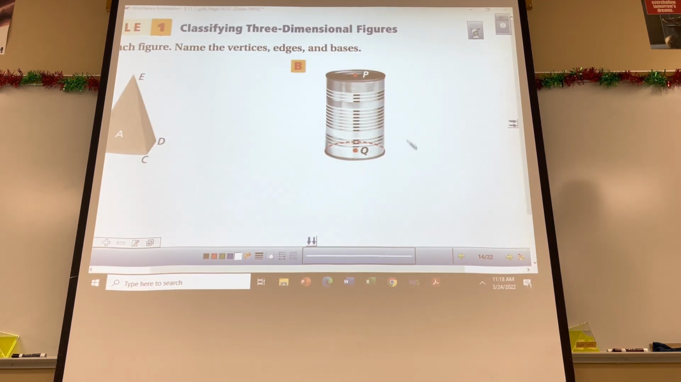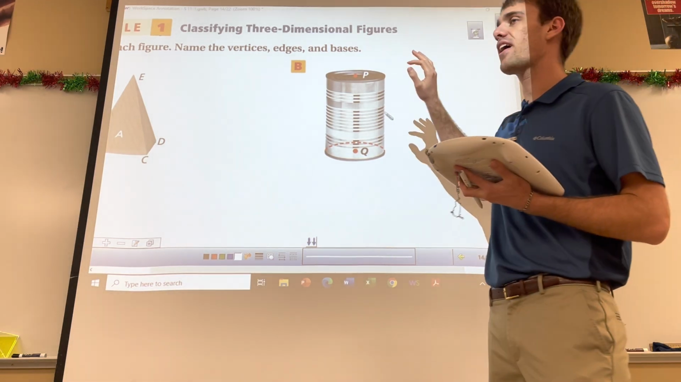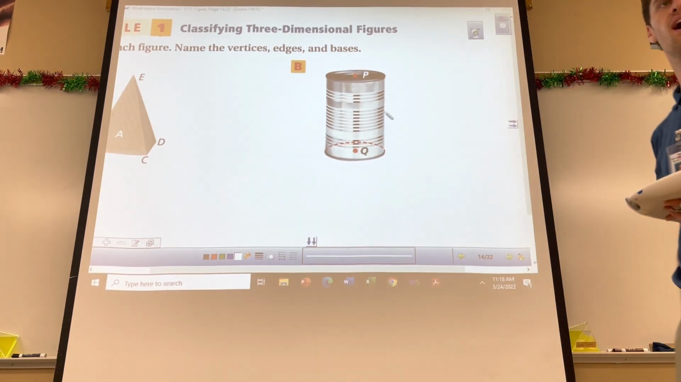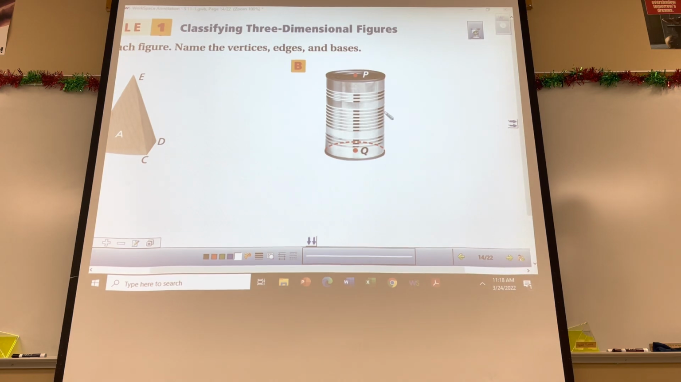Alright, so for part B. First off, let's go ahead and identify the name of this figure. Brianna, what did you get? Yes, it is a cylinder. Alright, so now guys, we have to name, not just count them.